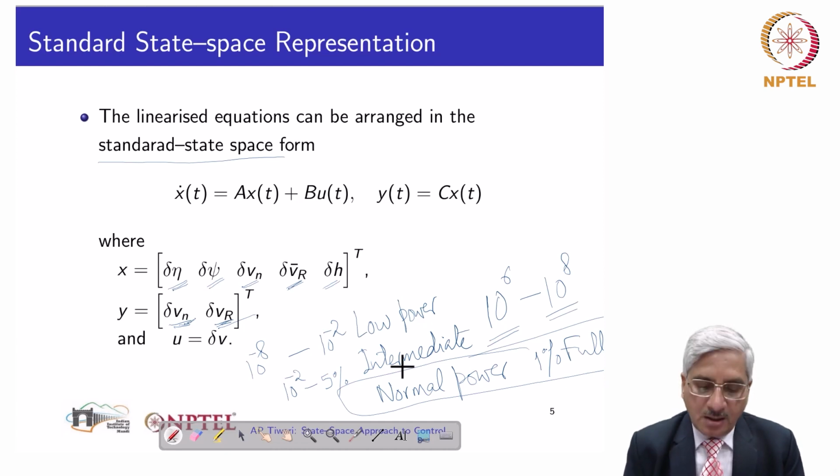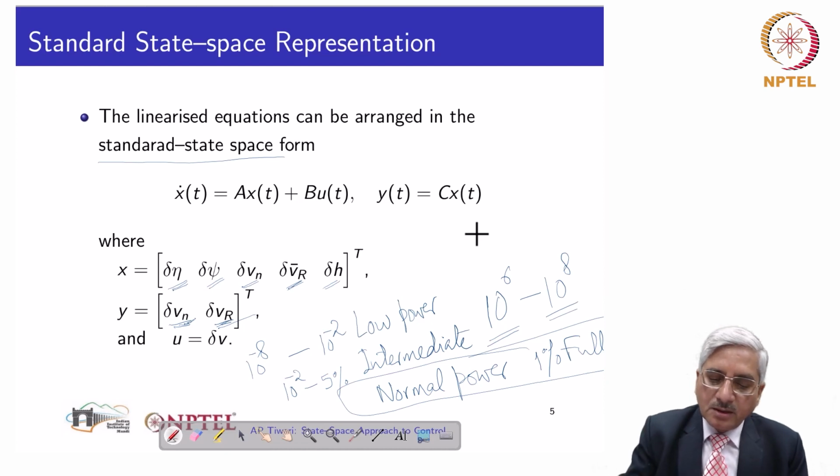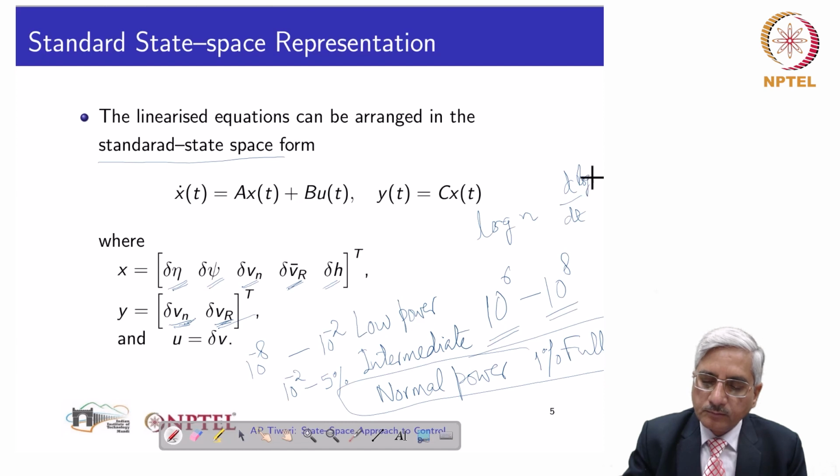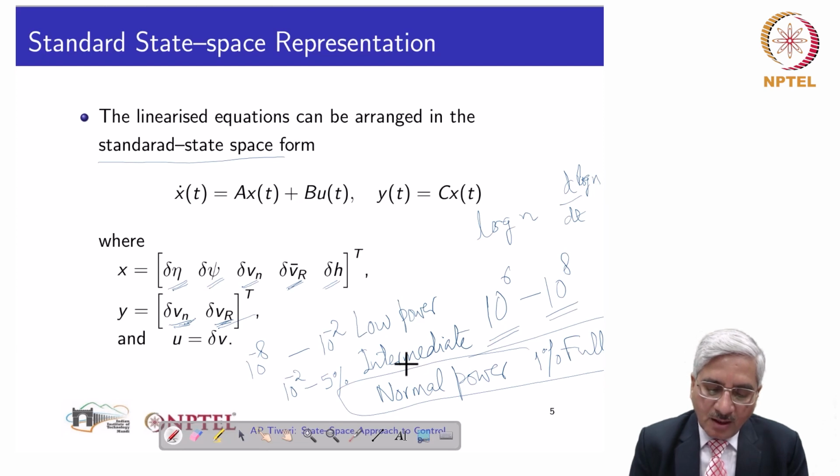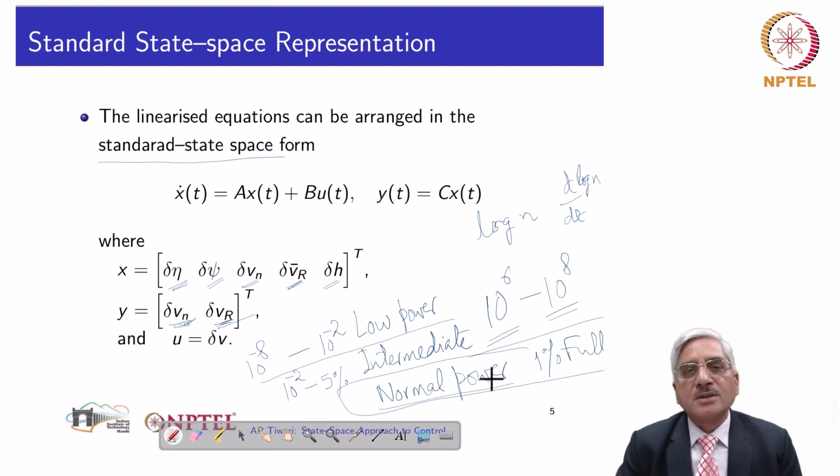In the low power range, these signals are respectively the log n and rate of change of log n. These signals are used in case of low power, and in intermediate range, low power as well as the normal power instrumentation is used.